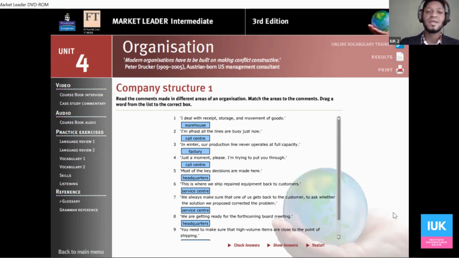Number 6, this is where we ship repaired equipment back to customers. That's the service center. Number 7, we always make sure that one of us gets back to the customer to ask whether the solution we proposed corrected the problem. Service center.